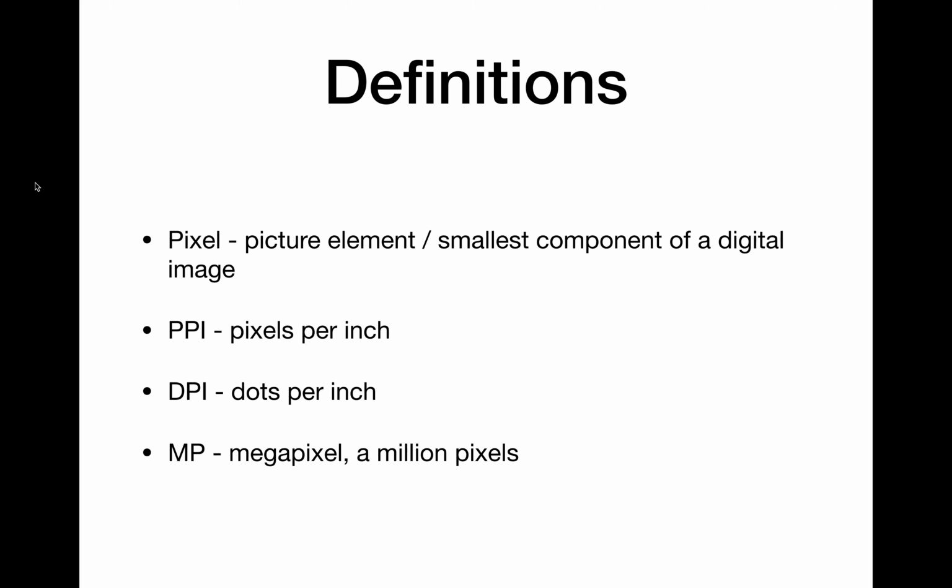Finally, megapixel, or MP, is just defined as a million pixels. So if we're thinking about what kind of camera we want to buy, and we say, oh, I have a camera with a sensor that is 20 megapixels. Well, all that means is that every time you take a photograph, it's creating 20 million pixels.